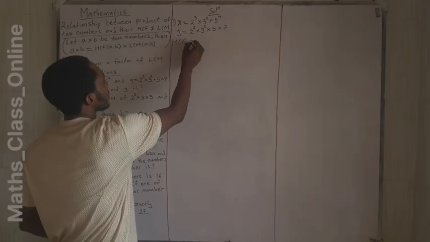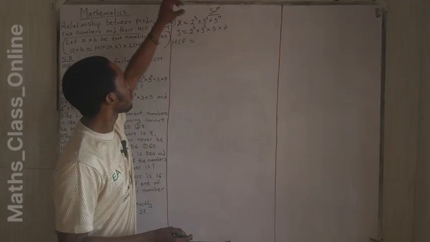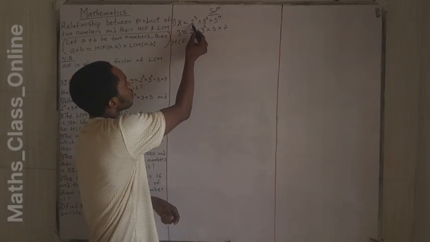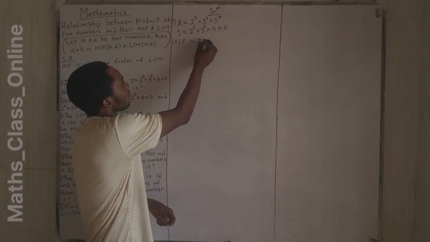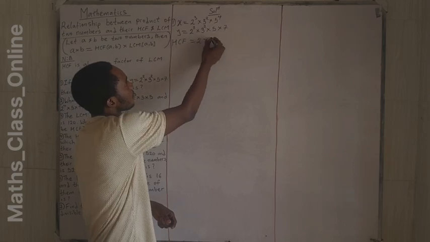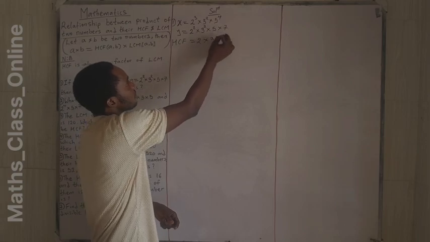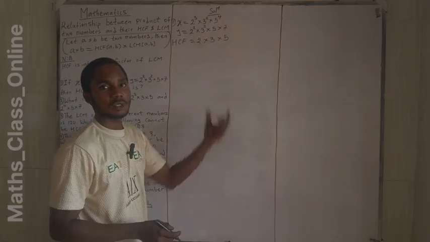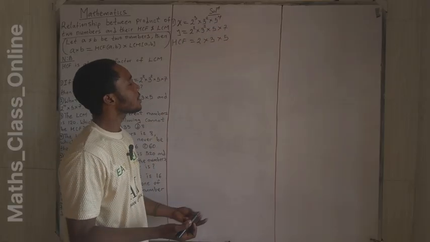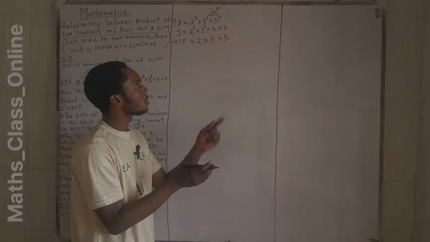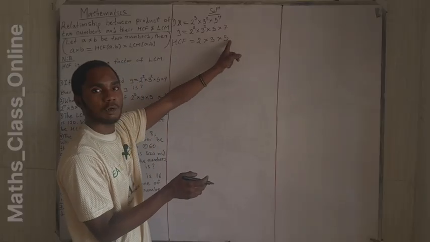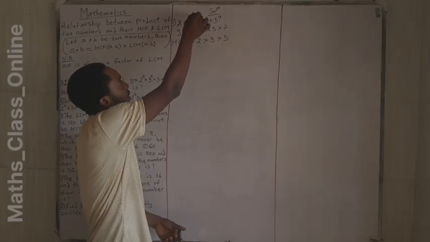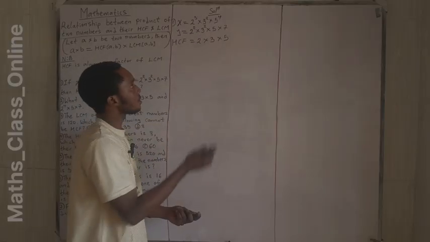HCF is equal to what number can you see in x that is also in y? The factors. 2 is here, 2 is here, multiplied by 3, which is here and here, multiplied by 5. 7 is only for y, but not a factor of x. We are not going to write 7. The next thing is the lowest power of 2, of 3, and of 5. The lowest power of 2 is what? The power of 2 here is 2, and the power of 2 here is 3. Which one is the least? The least is 2.